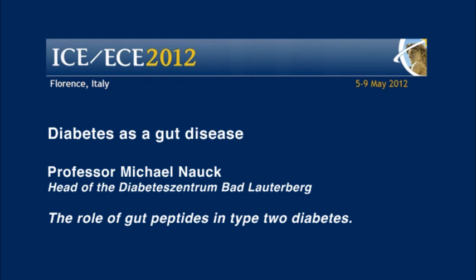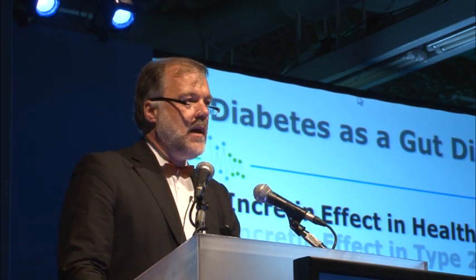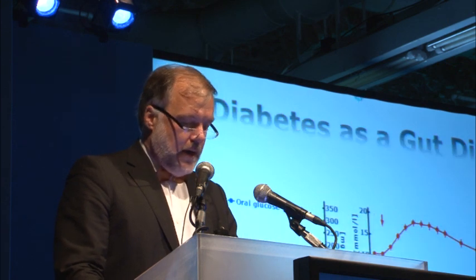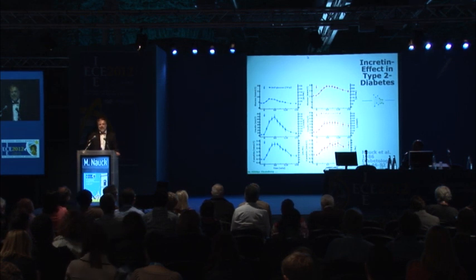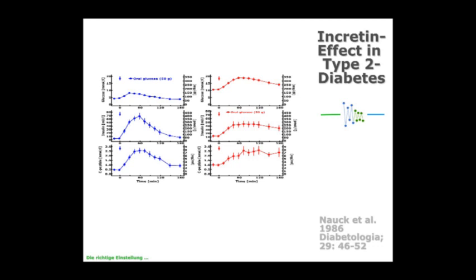Let me start with the origin, why we started looking at the gut in type 2 diabetes. And it's about the incretin effect. This is from an early study published in 1986, and it's what everyone knew at that time. If you measure glucose, insulin, C-peptide in healthy subjects and compare that to type 2 diabetic patients, the glucose is going to be higher in type 2 diabetic patients, and the rise in insulin following oral glucose does not follow this steep course that is normal in healthy subjects, and that can also be seen when you look at C-peptide.